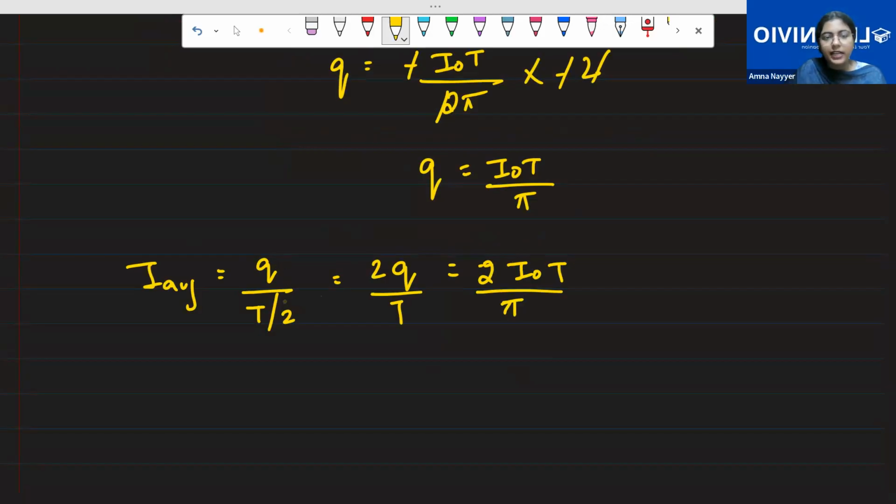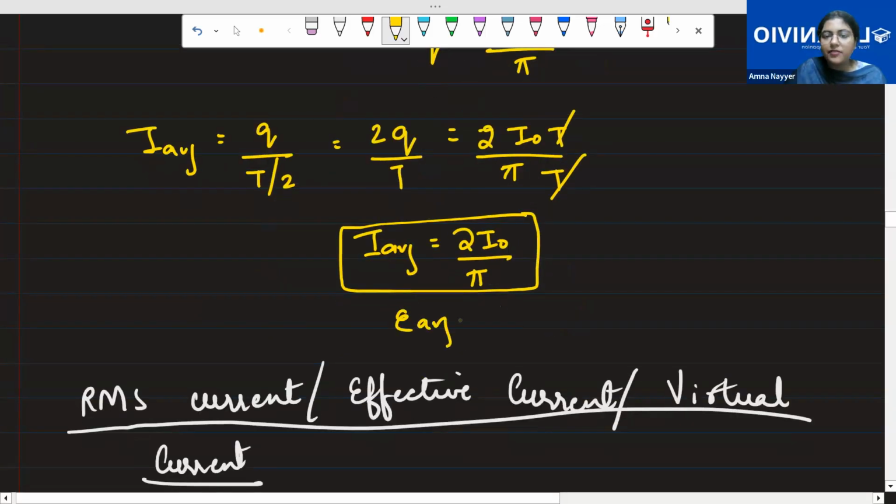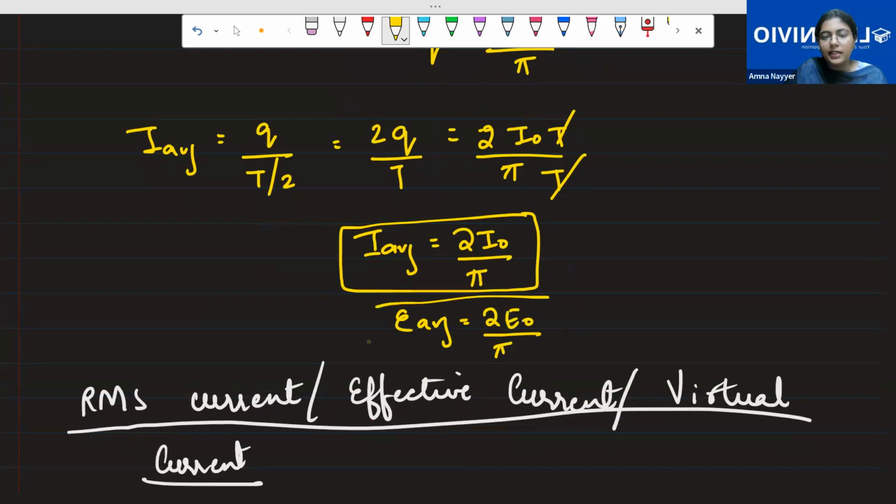Charge divided by time, and this time is also there. No, so time will be cancelled. Formula of I average will be equal to 2 I naught by pi. This is the value of the average current. Similarly, the average EMF will be equal to 2 E naught divided by pi. That's it. So this is very important to write the whole formula for the peak value. I naught and E naught, they are the peak value.